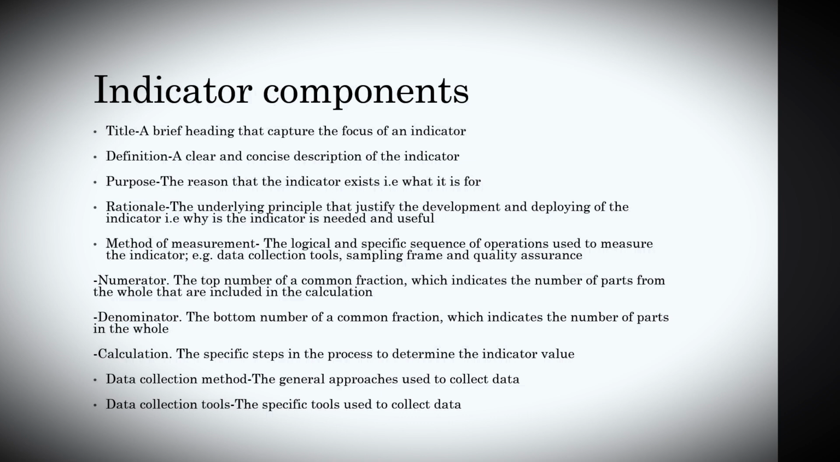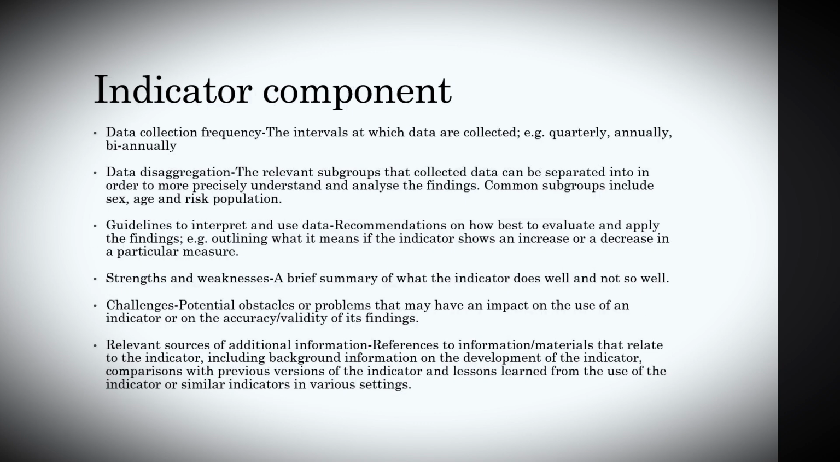An indicator must have a data collection method. These are the approaches that we use to collect the data, such as survey, questionnaire, observation, experiment. An indicator must have data collection tools. These are the tools that we are going to use to collect the data, such as ODK, Kobo, ONA, etc. An indicator must also have a data collection frequency. That's the interval at which data are collected, whether we collect it quarterly, annually, or biannually.